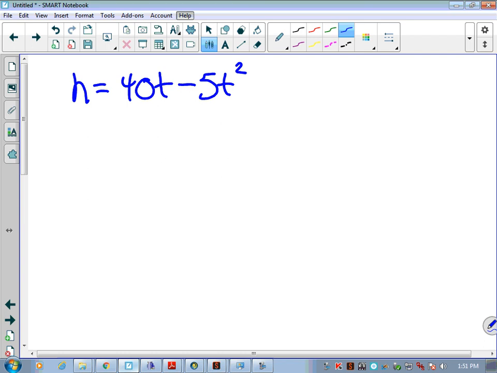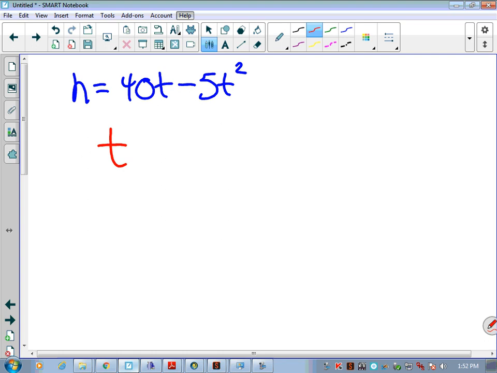Height, or elevation, or altitude, however you want to refer to it, is given by a function of 40 times time minus 5 times time squared. We want to find out what time equals whenever the elevation is 0. So the first thing we're going to do is factor out as much as we possibly can. What do both terms share in common? They both share t. What else do they share in common?